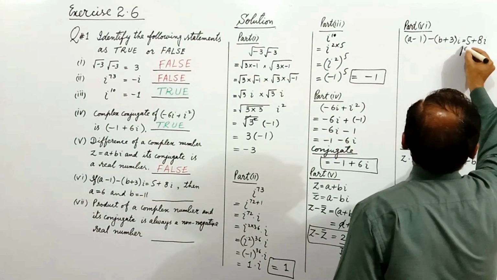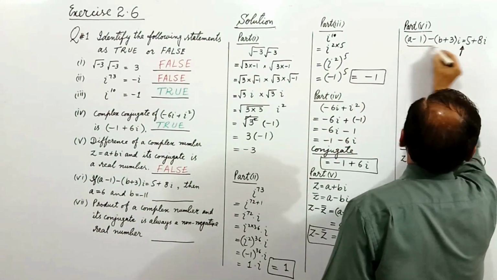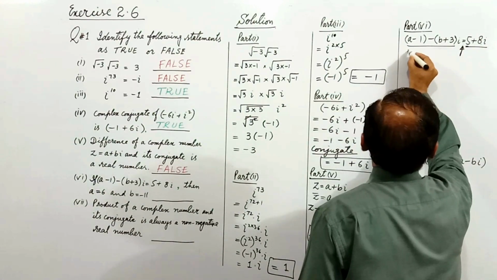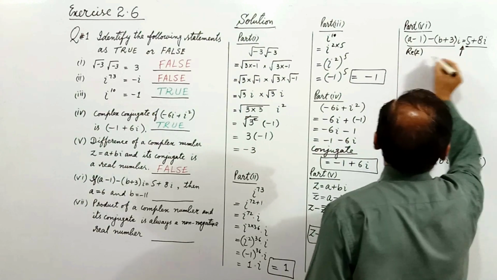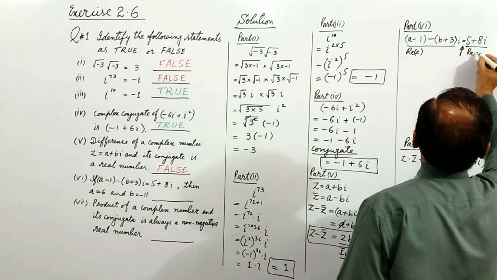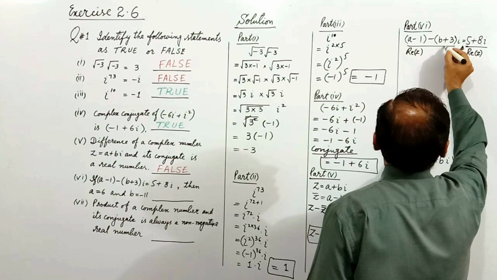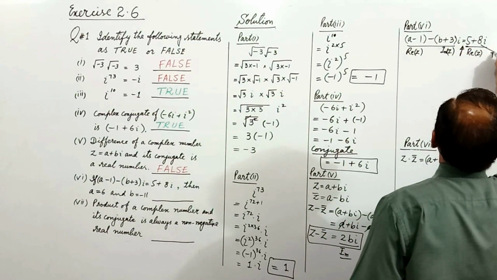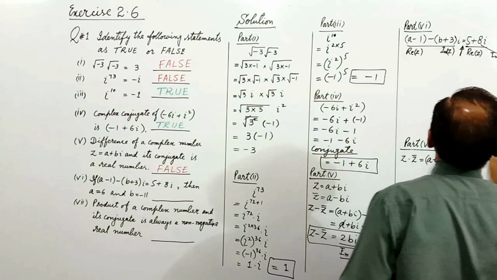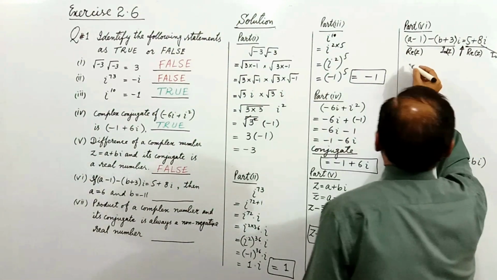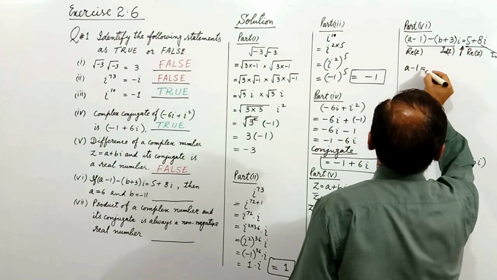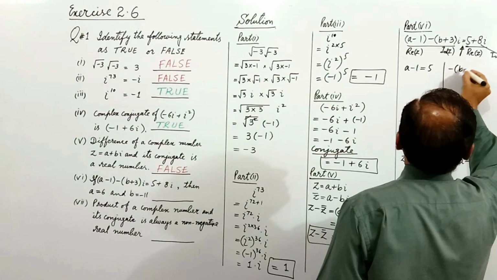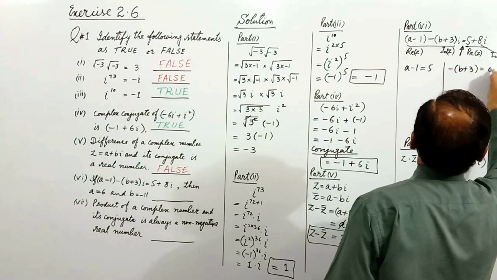As we know that these are two equal complex numbers. That means their real parts are equal, as well as their imaginary parts are also equal. That is, a minus 1, the real part, equal to 5, and minus b plus 3 is equal to 8.